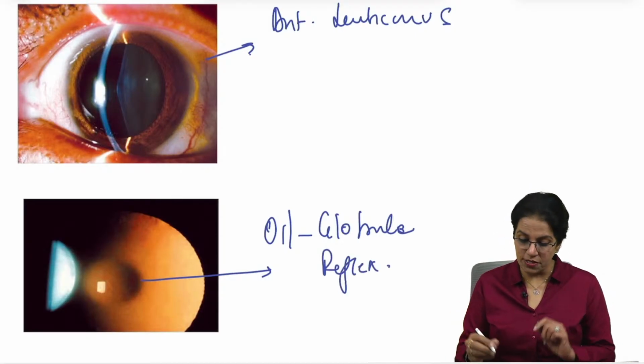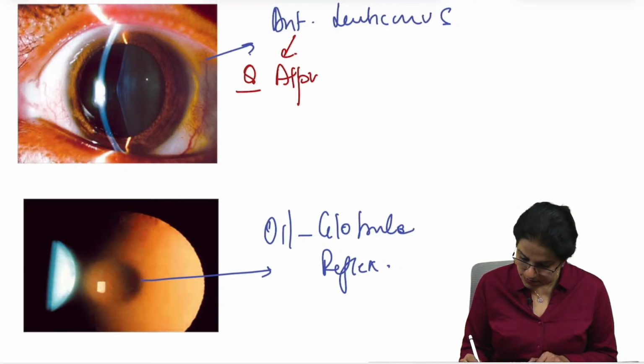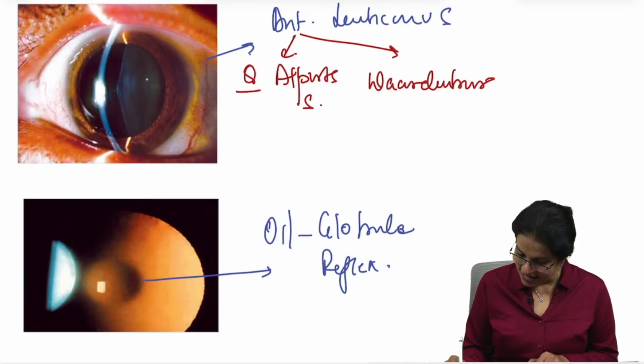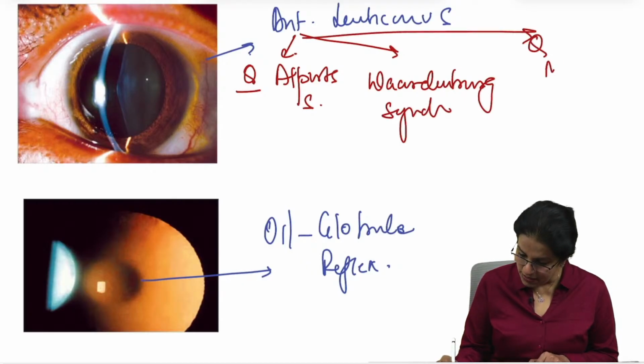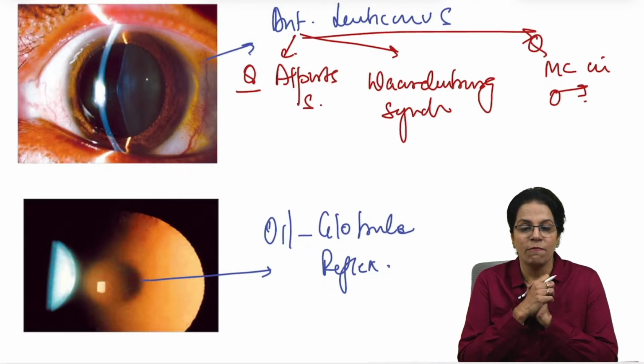Okay? Questions, all of you. First question, anterior lenticonus is a feature of Alport syndrome. Another syndrome you should know, Waardenburg syndrome. Third question is, it is more common in males. Okay? We'll remember all this. It is more common in males.